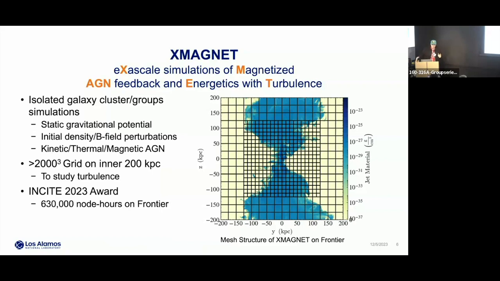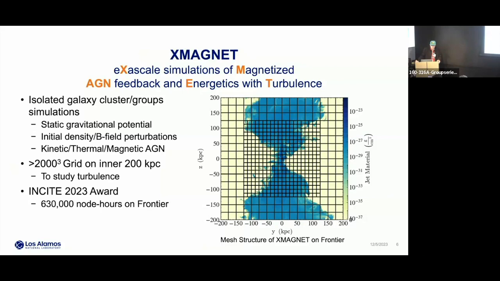The big draw of these simulations is that we're putting a little bit bigger than a 2000 cube grid on the inner 200 kiloparsecs. So each grid cell is about 100 parsecs big. The goal of this is so that we can study turbulence and how the AGN feedback thermalizes and deposits energy into the medium. And by the way, this is with magnetic fields, also looking at how the kinetic and the magnetic energy are going to exchange with each other.